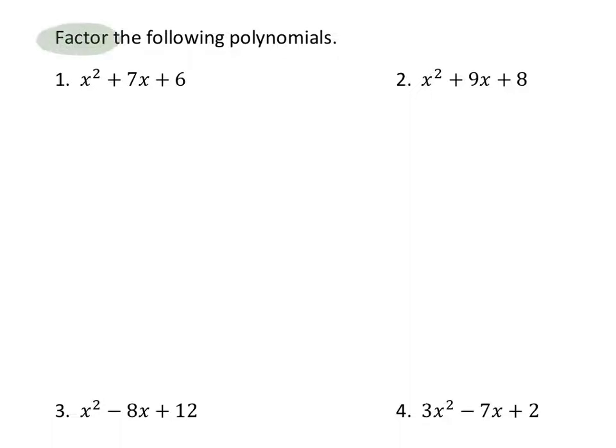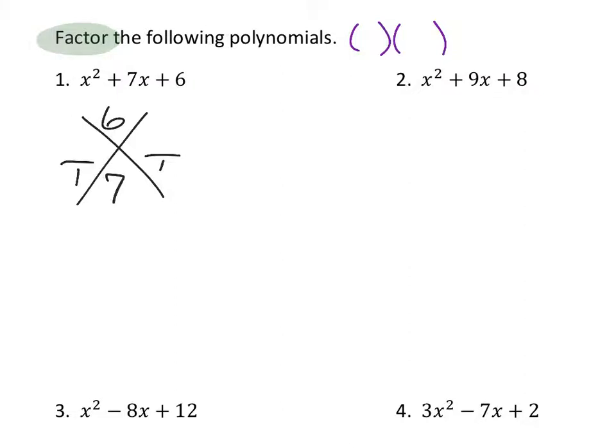Factor means we're going to write it as a product of its factors, or we're going to get it into factored form. Again, the way that we do that is the swing and divide method. We're going to set up our x puzzle. A times C goes in the top, B goes in the bottom, and A goes underneath.